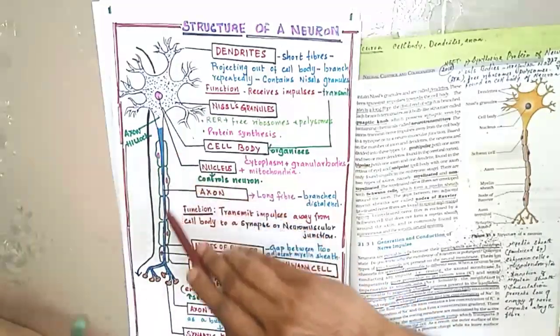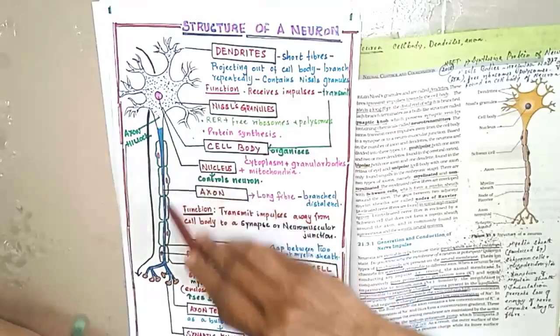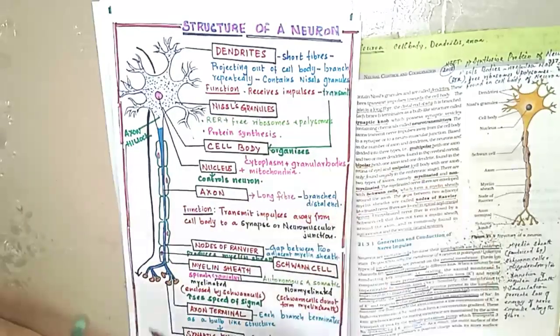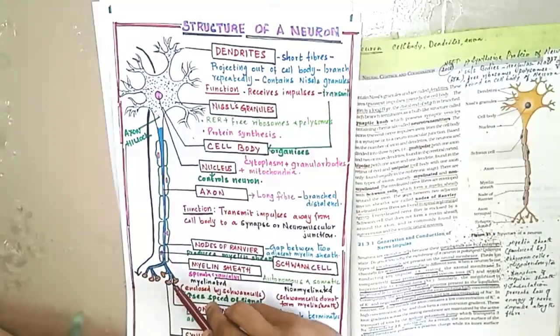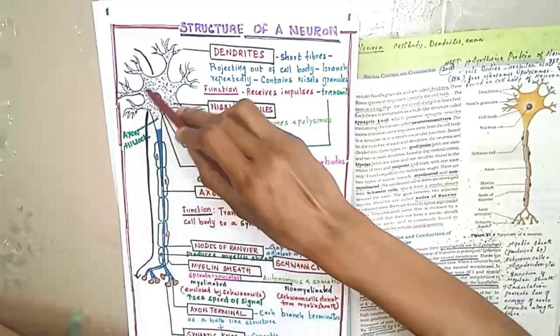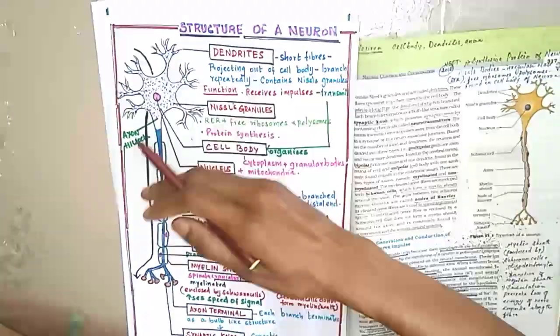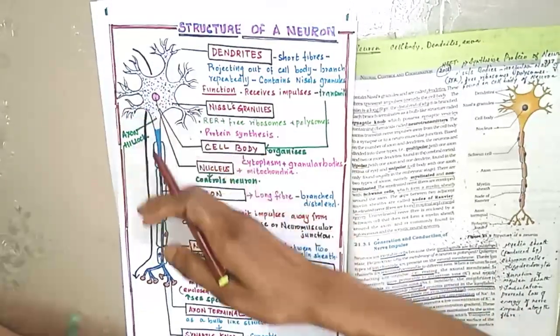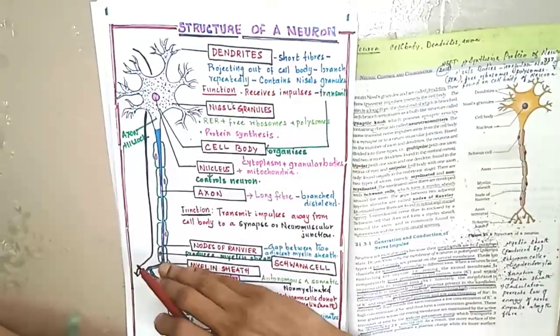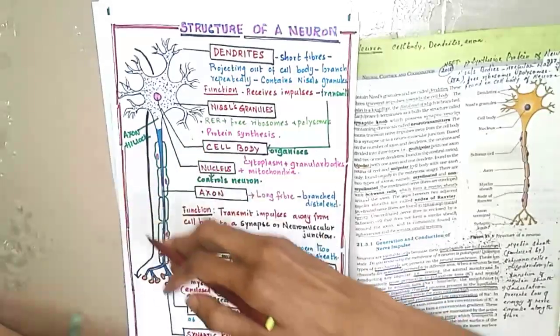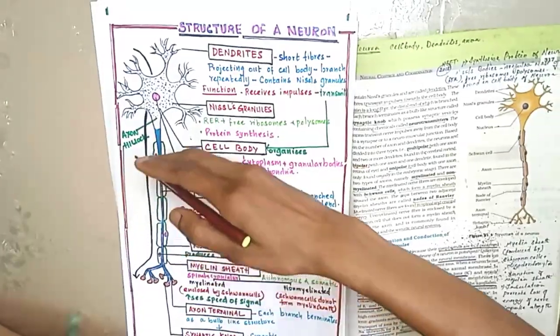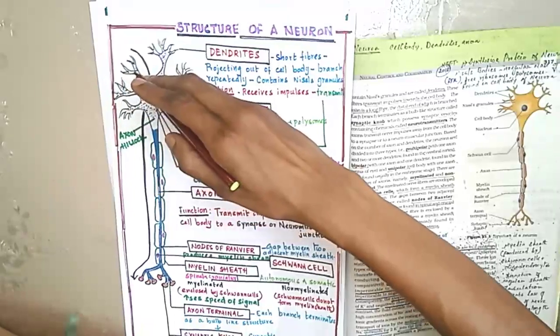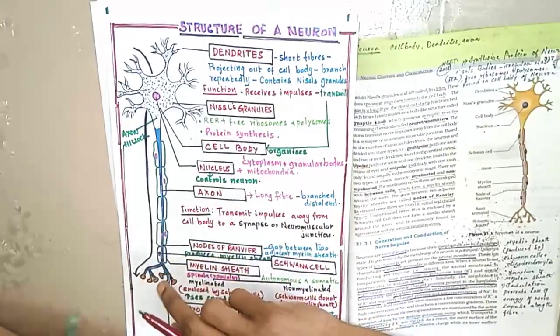Next comes the axon, this lengthy part. This is a long fiber which is branched at the distal end. You should understand the meaning of distal end. This is the cell body. The part which is close to the cell body is called the proximal end, and the part which is away from the cell body is called the distal end. Again, the part of the neuron close to the cell body is the proximal end, and the part away from it is the distal end.